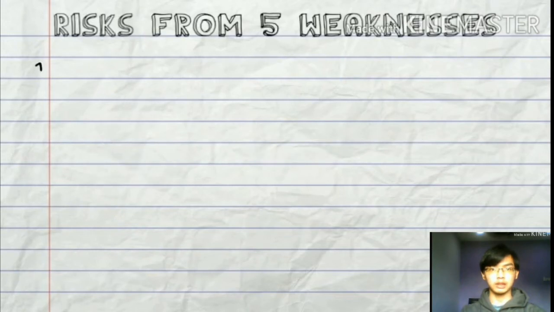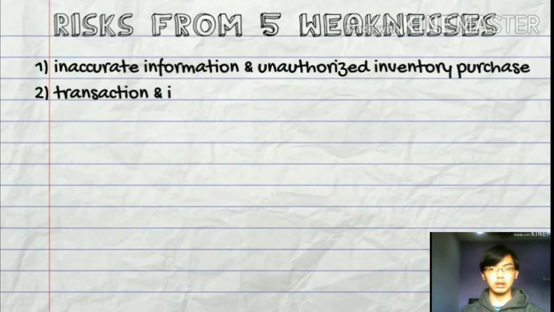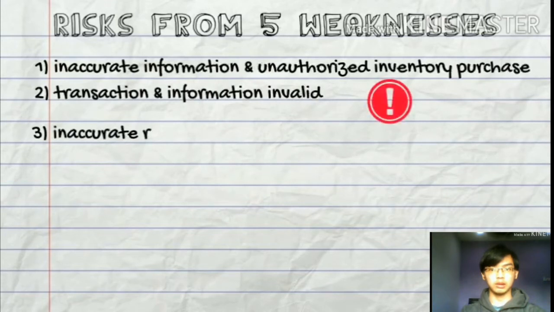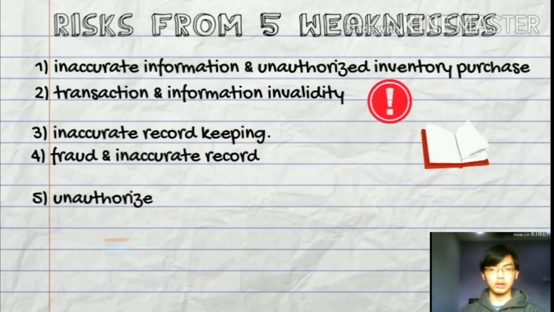The risks from the five weaknesses are inaccurate information and unauthorized inventory purchase, transaction and information invalidity, inaccurate record keeping, fraud and inaccurate recording of transactions, and unauthorized access of accounting records.